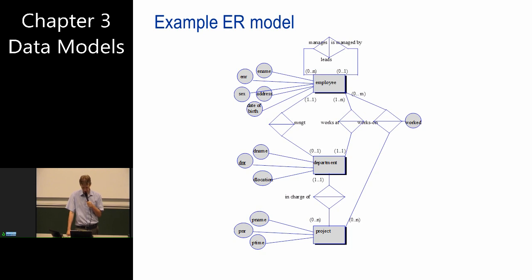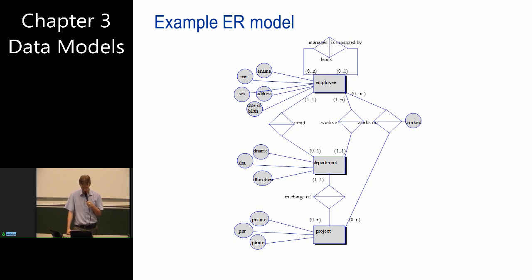Then we have two relationship types between employee and department. So an employee is going to manage minimum 0, maximum 1 department. A department is managed by minimum 1, maximum 1 employee, or exactly 1 employee. Remember, minimum 1 means existence dependent. So in this particular relationship, you see that department is existence dependent on employee.